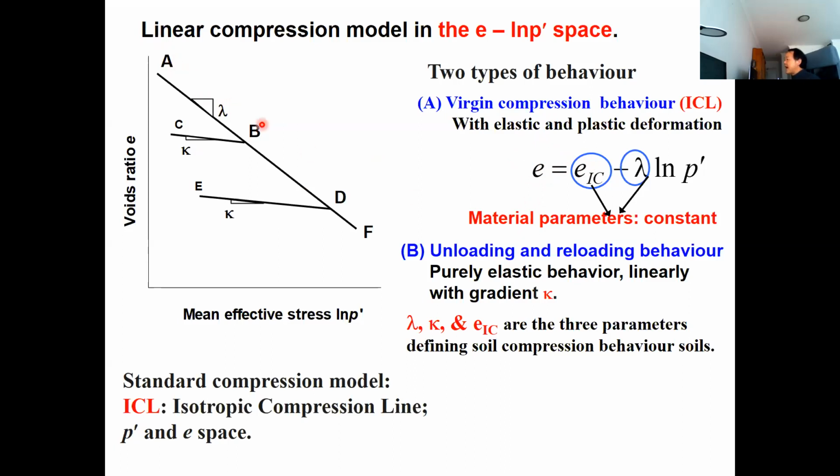So ABD is the soil behavior during virgin loading. BCDE is the soil behavior during unloading and reloading. Unloading and reloading has a stiffness kappa, which is assumed to be elastic behavior. Okay, this is the soil behavior along the isotropic compression line. So you need to know what the isotropic compression line is. When you study this one, you go into this detail, which means you have some understanding of this topic.